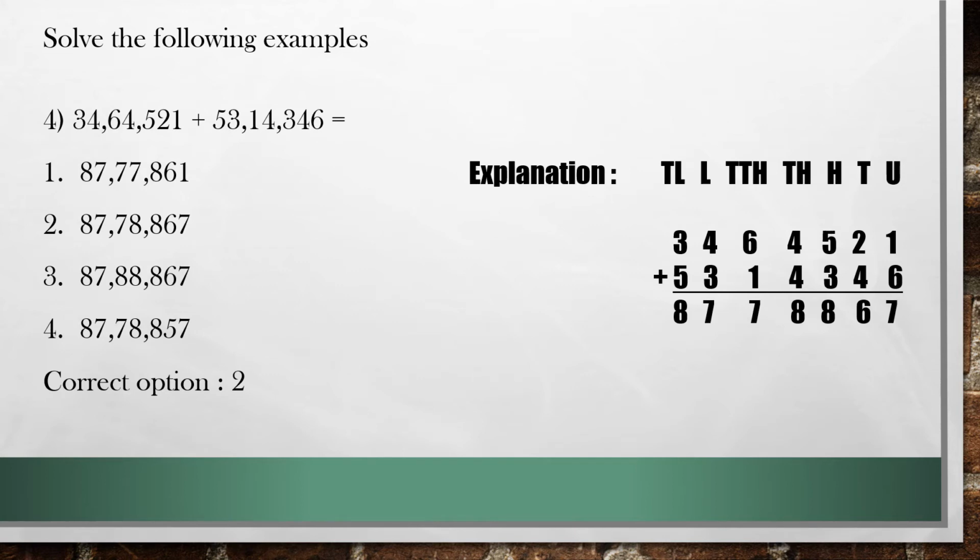The correct option that we have here is now 77,000. That is wrong. 78,000 here, 867. Now this is option number 2. So option number 2 is the correct option. Alright, I hope this is clear. How are you supposed to add them?